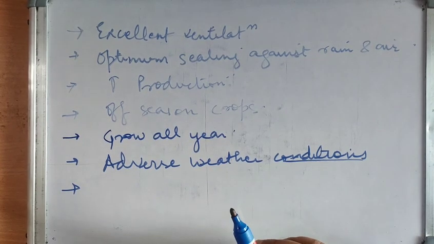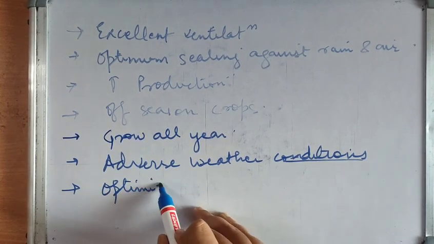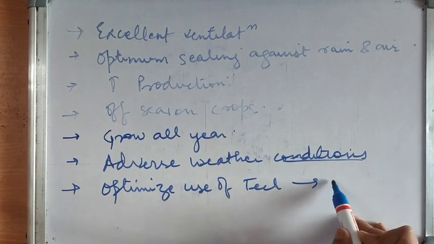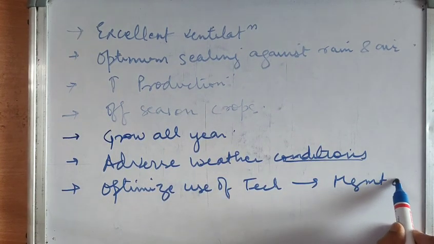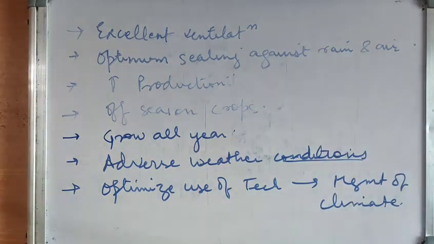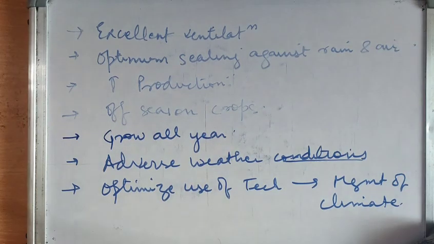Optimize use of other technology to facilitate the management of climate. So now these were the advantages, and now what are the reasons for low adoption in India?